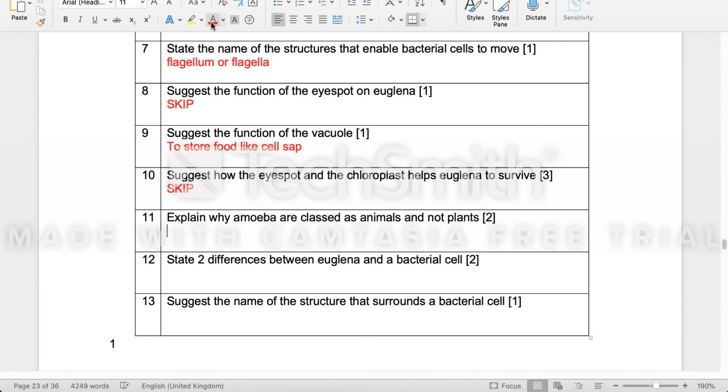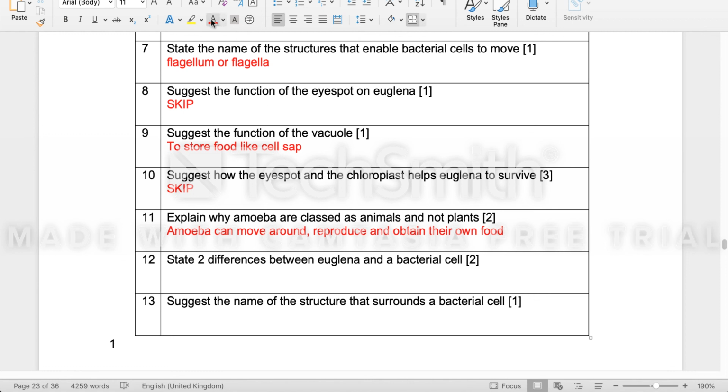Number 11. Explain why amoeba are classed as animals and not plants. Okay, so there's a lot of different reasons that you can put down for this, but as long as you have one of the following, I wouldn't be too upset about this question if you got it wrong. So amoeba can move around, they can reproduce, let's see, and obtain their own food. All right. You could also put that they don't have chloroplasts, and that's kind of the underlying message with obtaining their own food, is that they don't need to have chloroplasts to obtain energy and stuff like that.